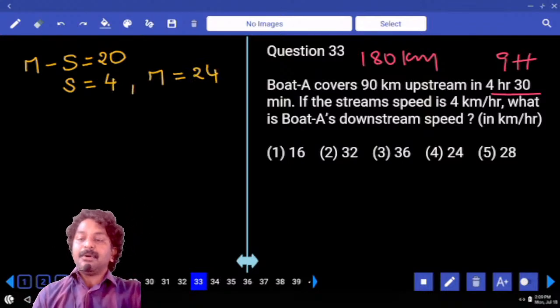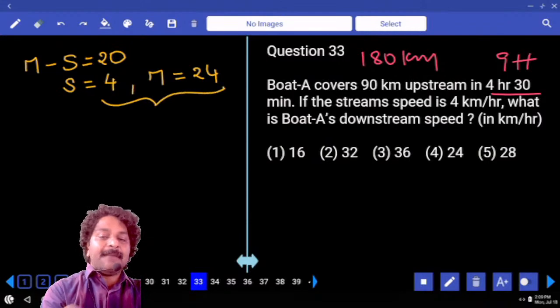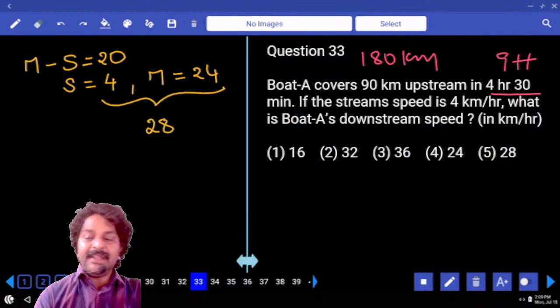Now what is boat A's downstream speed? That is M plus S. Answer 28.